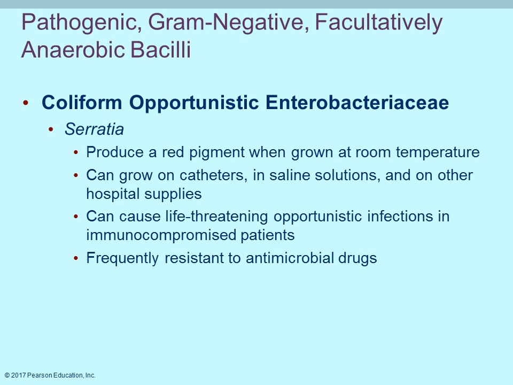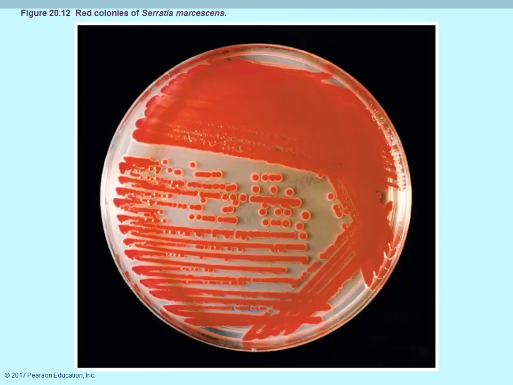Another genera is Serratia. Serratia is unique in that it produces a red pigment when it's grown at room temperature. From a healthcare standpoint, the problem is Serratia can grow on catheters and saline solution, and so any type of tubing, it can be a problem, intubation tubes in a hospital setting. It can cause opportunistic infections in someone who is immunocompromised. Usually it's not a problem for healthy individuals, but if you're immunosuppressed, that's where the problem comes in. And there's more developing resistance to antimicrobial drugs.